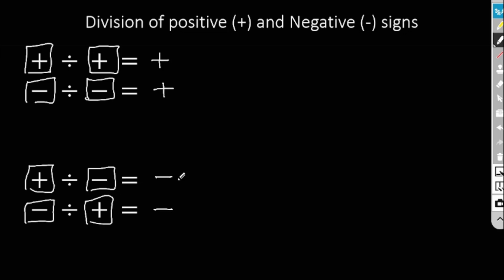So just like we saw in product, when we multiply these signs, for division, we still get the same answers. So you can simply say that when you have the same sign, you always get a positive when you divide them. And if you have different signs, you always get a negative when you divide them.